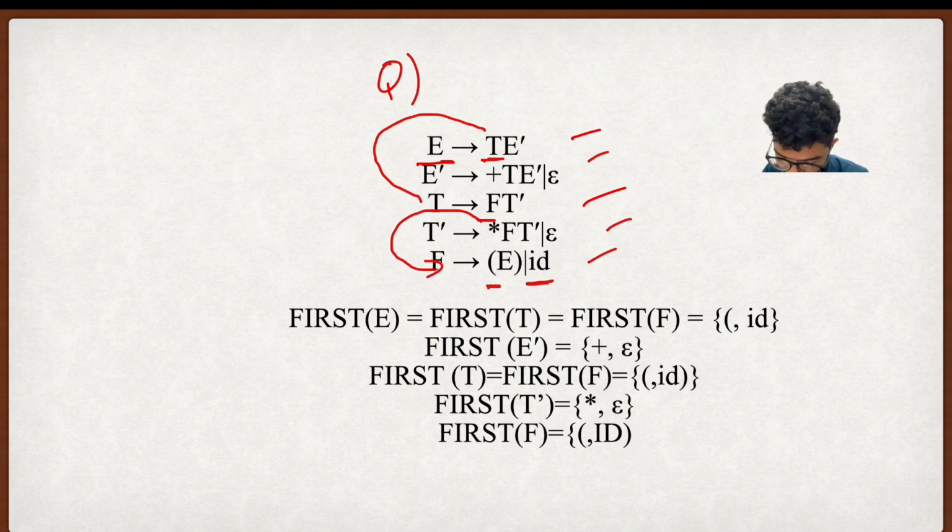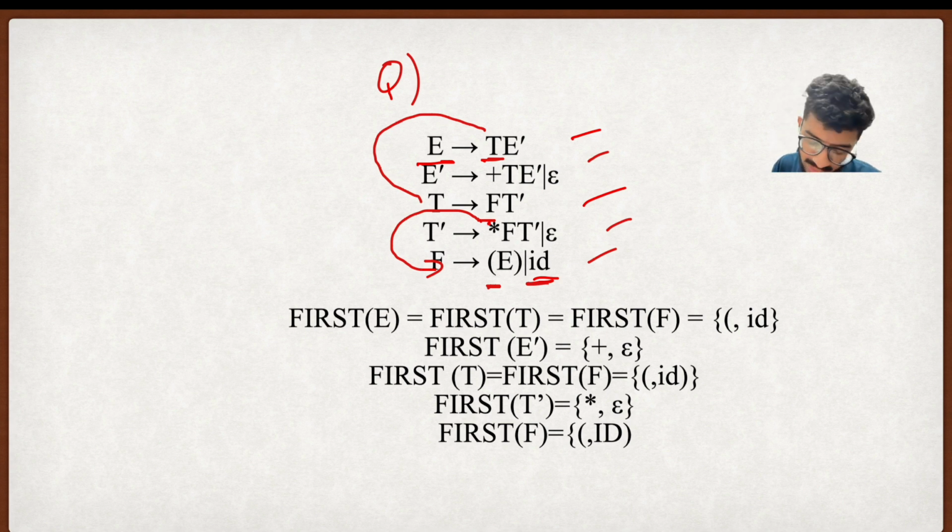Subsequently we have first of T. First of T will be first of F, and first of F will be open parenthesis and ID. Then first of T dash will be star and epsilon, and the first of F will be open parenthesis and ID. So this is how it all works.